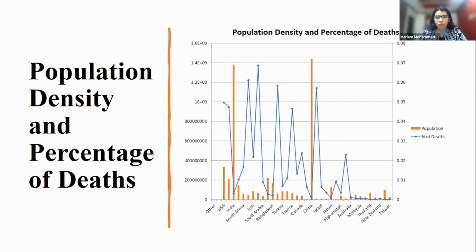If we talk about the population density and percentages of deaths, they varied from population to population. India and China were high density populations, but the death rate in China was comparatively high as compared to India.